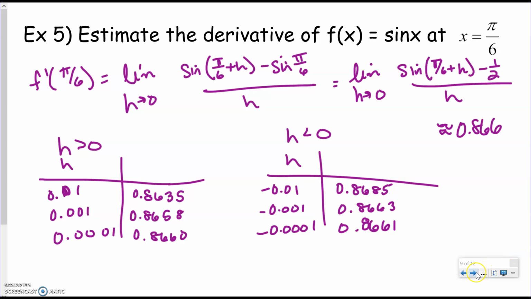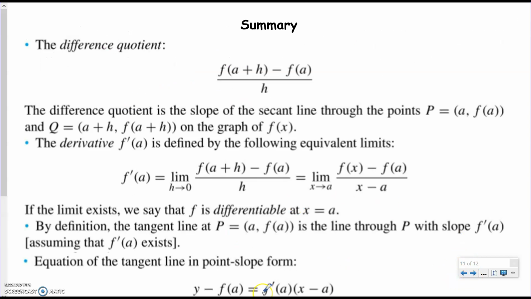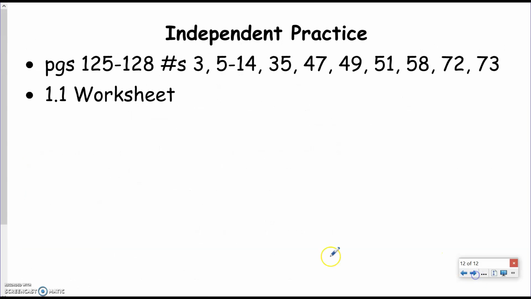Okay, I'm going to change your assignment a little bit here. We're actually going to cross this off. I'm not having you do that. Here's your summary that's also in your book. And we are going to cross off 58, 72, and 73 so that you can focus on just those problems on the worksheet. If you have any questions, do not hesitate to reach out.